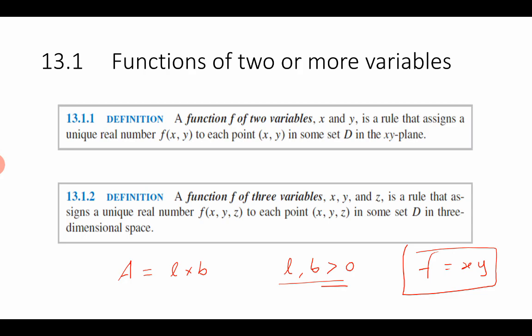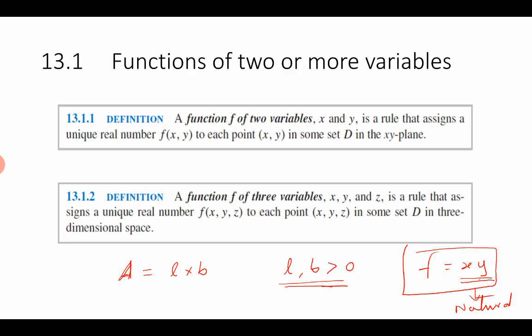This kind of set of values we call the domain. If there is no restriction given, we call it the natural domain. So here restrictions are allowed, and the domain is the positive values of L and B. The formula of area involves two variables, L and B. This is a function of two variables, where a pair of values of L and B gives you a unique value for A.